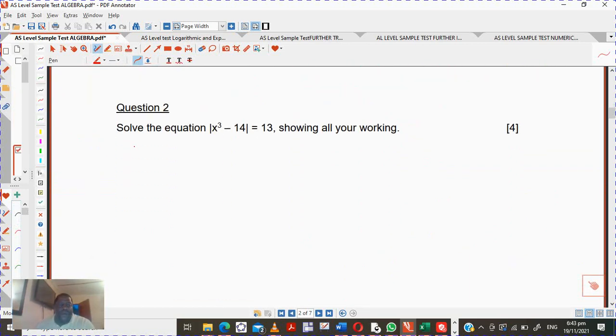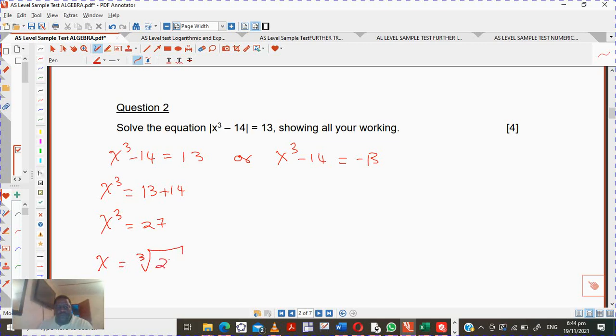Right, so here you're going to have nothing but x cubed minus 14. You say let it equal 13. That would be one equation. Or x cubed minus 14 can equal negative 13, because you can have that. So x cubed is equal to 13 plus 14, x cubed is equal to 27, and x would be the cube root of 27, so x will equal 3. That's one solution.